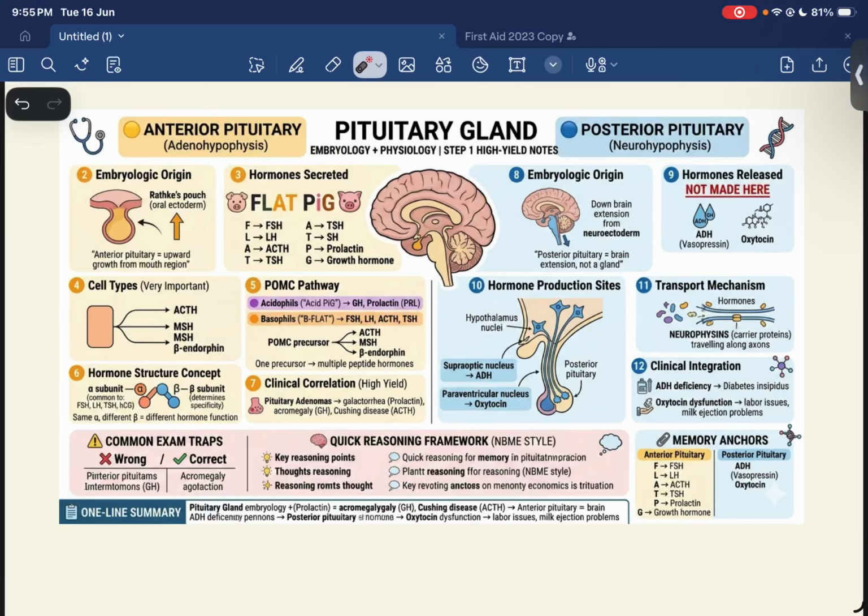So we are going to cover the pituitary gland now. A very important thing that you need to know is that the pituitary gland actually has two important parts, one being the anterior pituitary gland and the second one being the posterior pituitary gland.